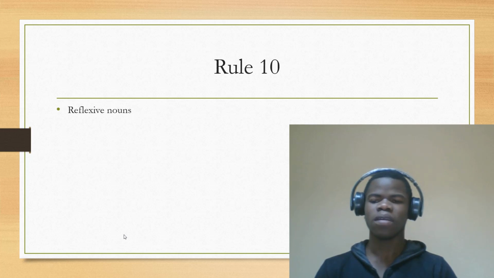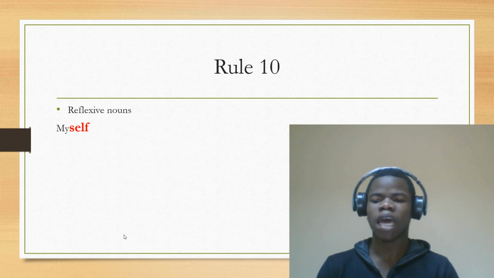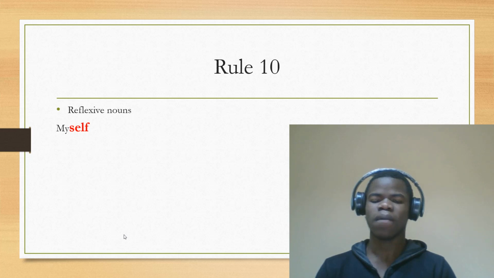Rule number 10, reflexive pronouns. Okay, so reflexive pronouns are pronouns at the end of which we have self or selves. Okay, in this kind of pronouns, the stress is always at the end. Okay, such as in myself, himself, yourself, ourselves, themselves, and so on.